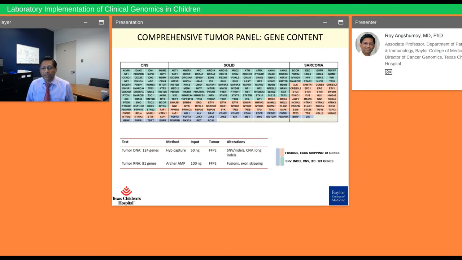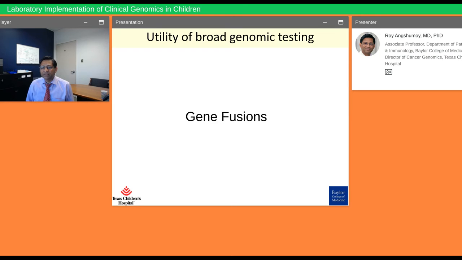And so for the last 15, 16 minutes or so, I'm going to share some examples of the utility of applying such broad genomic testing in different types of childhood cancer. I'll start with some gene fusion examples.